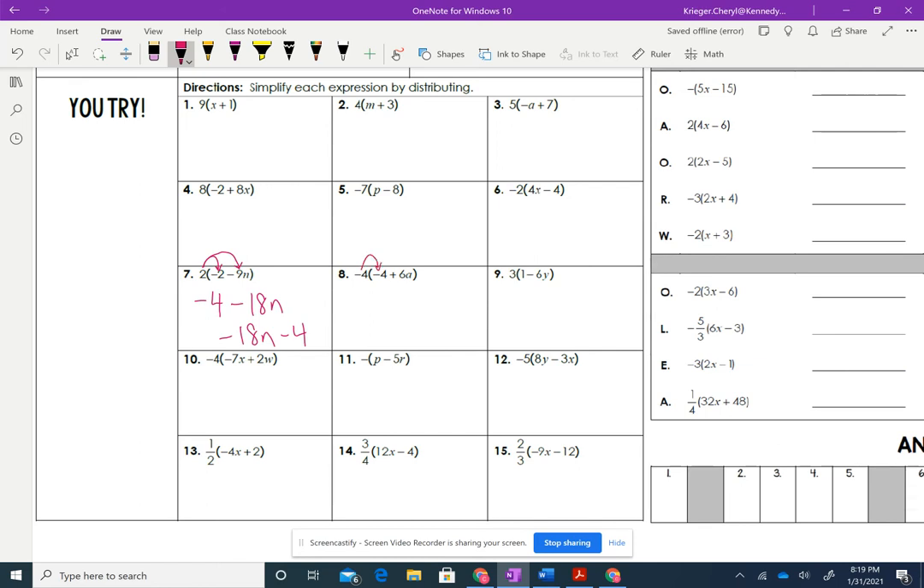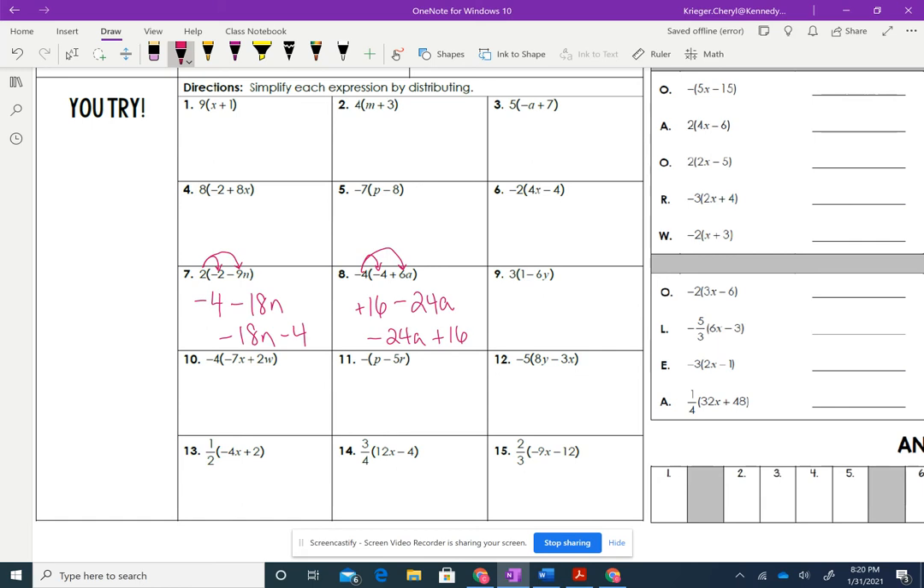Negative 4 times negative 4. That's positive 16. Negative 4 times positive 6a. Negative times positive is negative. So that's negative 24a. And rewriting that, I know that the 16 is positive, so I have negative 24a plus 16.